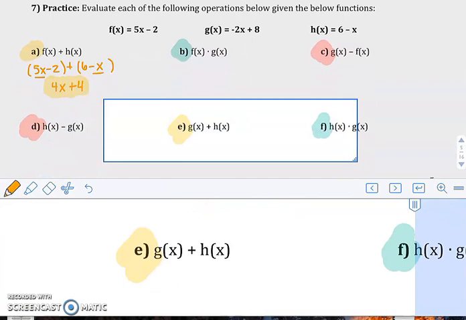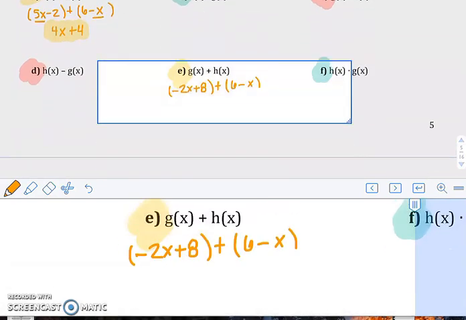g plus h. So which one is the g function? Negative 2x plus 8, plus the h function, 6 minus x. So what can you add together? Negative 2x, negative 1x becomes negative 3x. 8 plus 6 is 14. So the adding ones aren't too bad.